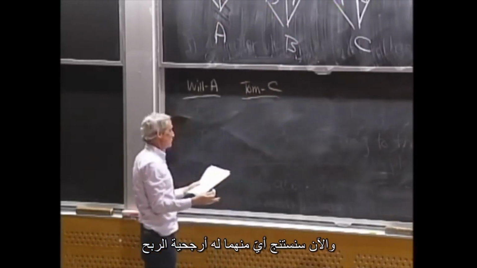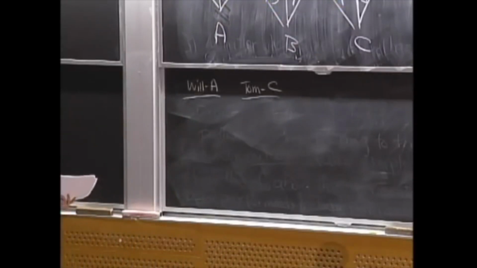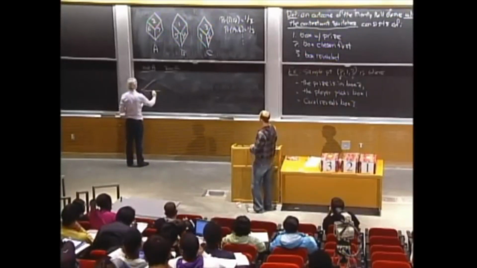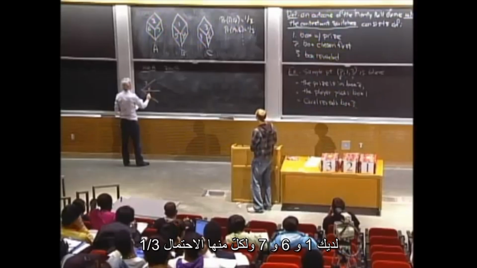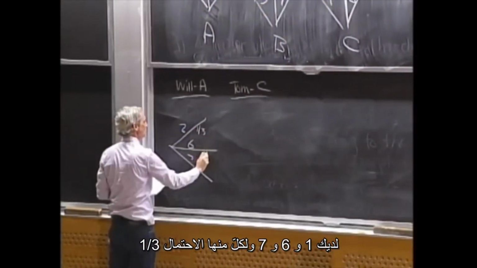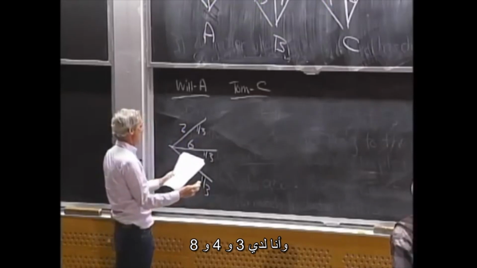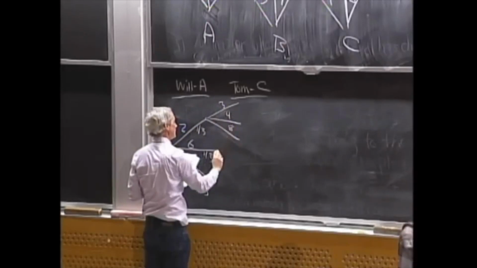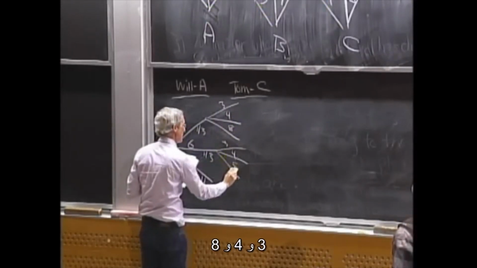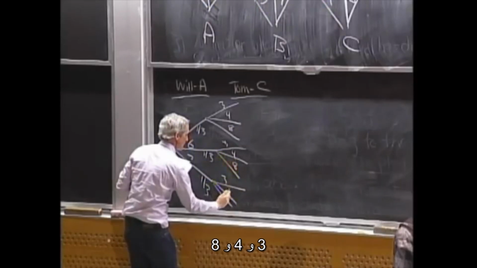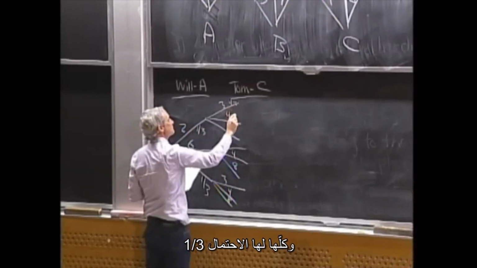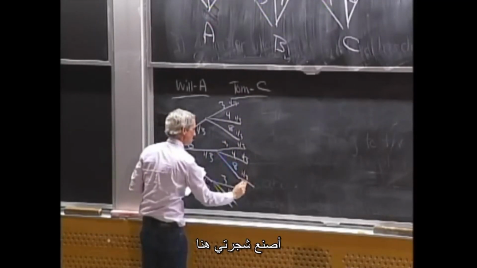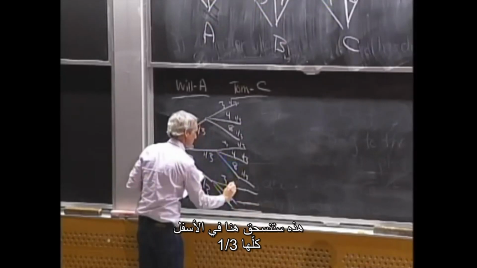All right, and now we're going to figure out which one's more likely to win. And we're going to make the tree diagram. All right, so here's A. You've got 2, 6, and 7 as your choices, and they're each 1/3. And then for mine, I've got 3, 4, and 8, and they're all 1/3 chance. All right, so I make my tree here. I'm getting squished at the bottom. They're all 1/3.